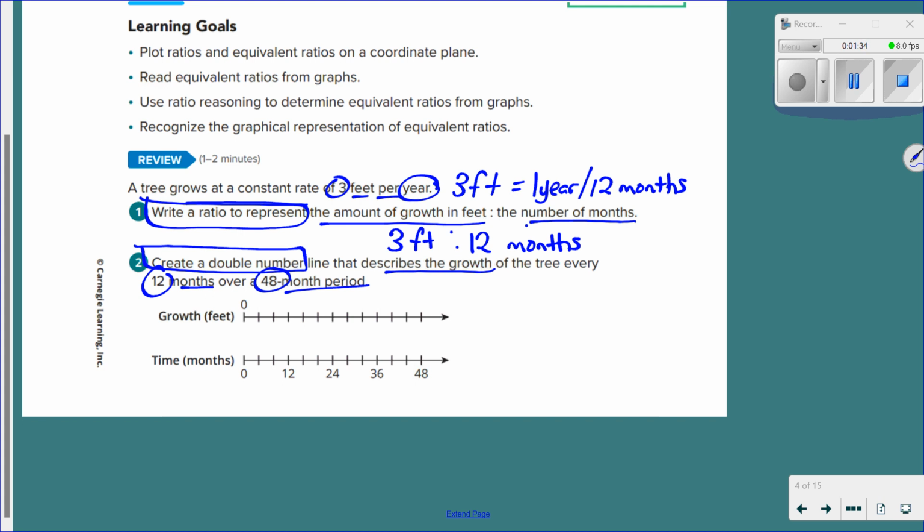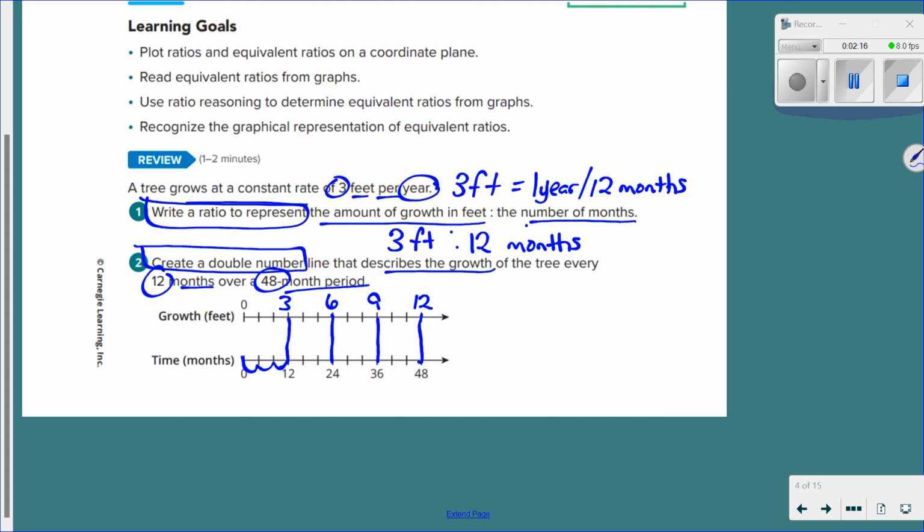Okay, so what am I completing for 12 months? What would I put above that? 3. So going to 24, what would I put above that? 6. And 36, and 48: 12. If we wanted to complete the number line and label every interval, how many intervals are there between 0 and 12? 1, 2, 3. There's 3 intervals, yes? Yes. Or 3 units.